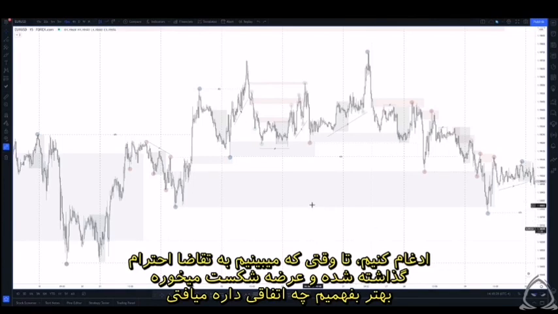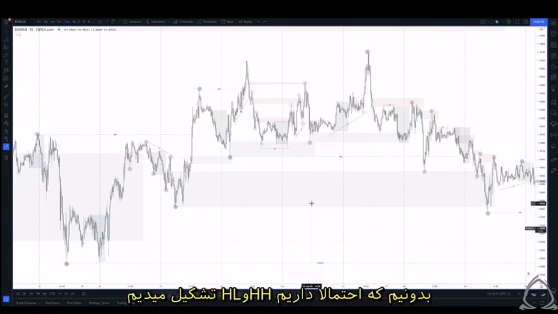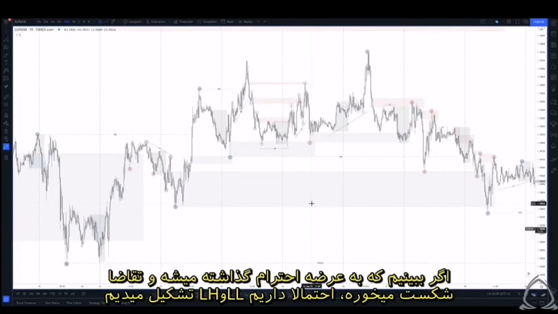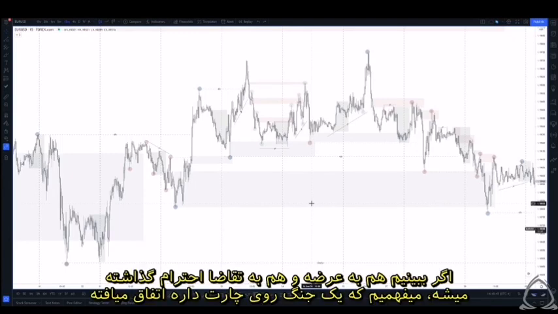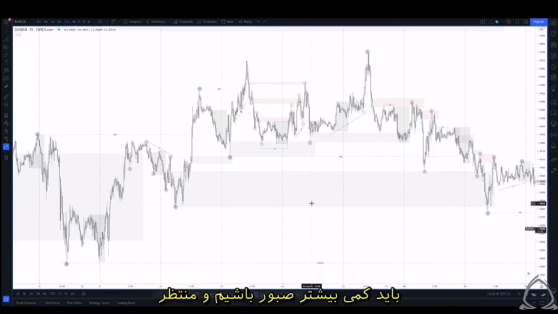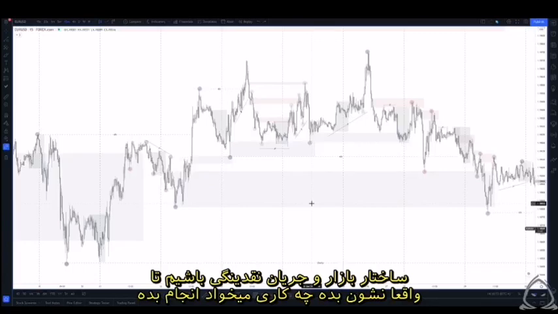happening. When we see demand being respected and supply failing, we know we're likely putting in higher highs and higher lows. If we start to see supply being respected and demand failing, we're probably putting in lower lows and lower highs. If we start to see supply being respected and demand being respected, we know there's a little bit of a fight that's going on in the charts. We need to be a little bit more patient and wait for market structure and order flow to really showcase what it wants to do.